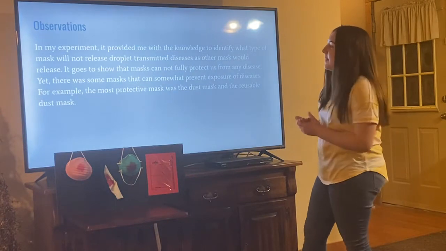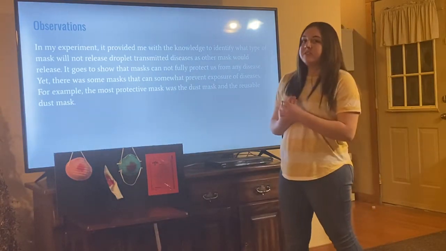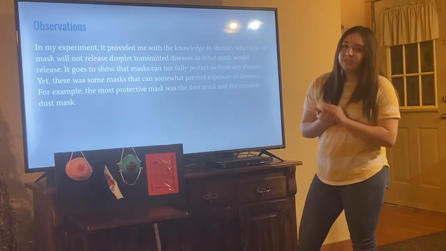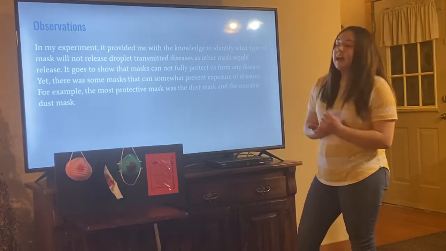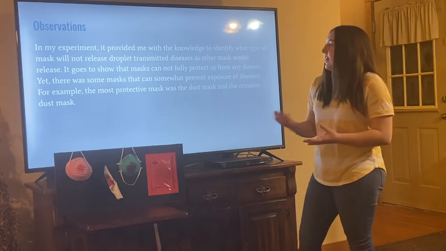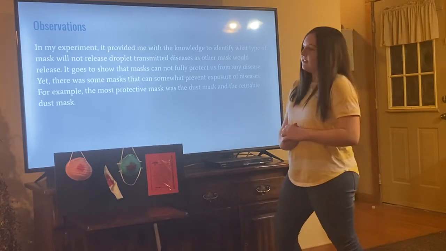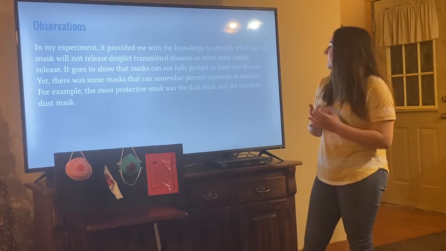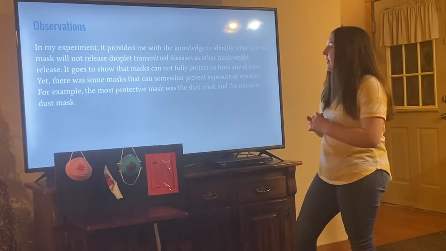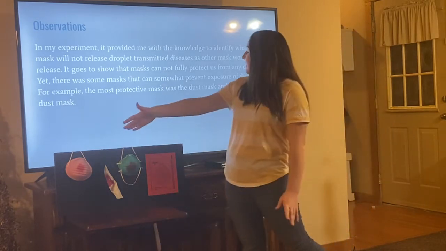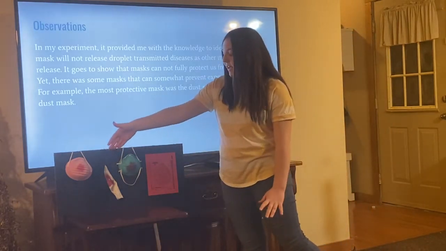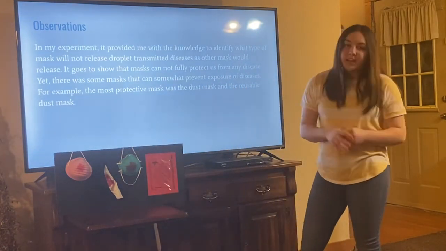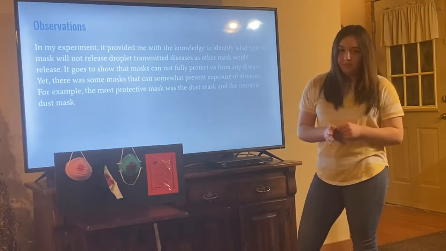Observations. My experiment provided me the knowledge to identify which masks will not release a droplet transmitted disease as much as others would. It goes to show that masks cannot fully protect us, but they can slow down the process and exposure of the diseases. For example, the pink mask and the black mask, a dust mask and a reusable dust mask, were the most protective because they had the least amount come through.